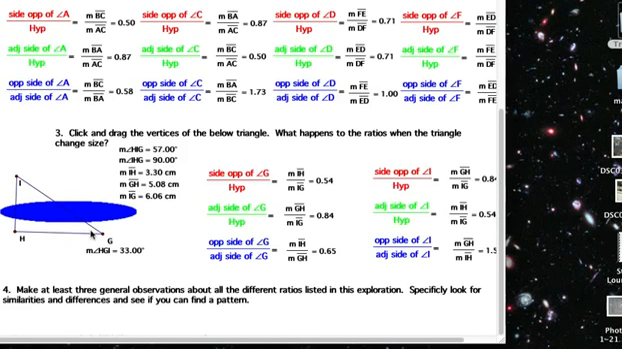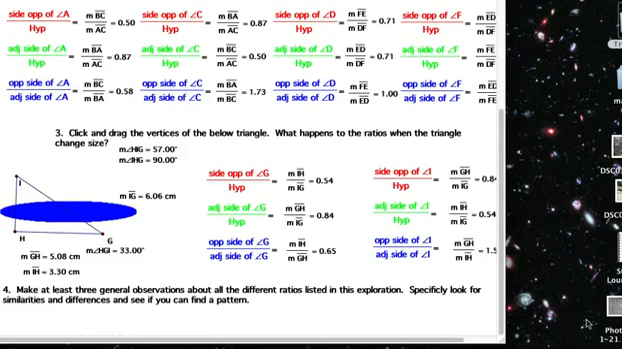Well, what that allowed them to do is they knew that whatever IH divided by HG was, it would have to equal 0.65. Right, the opposite side divided by the adjacent side. It would have to equal 0.65. So if they knew that HG was 5.08 centimeters, then they can use a simple equation to figure out the length for IH. And by using 0.65, they would figure out that IH was 3.30. And that's basically how all this began.